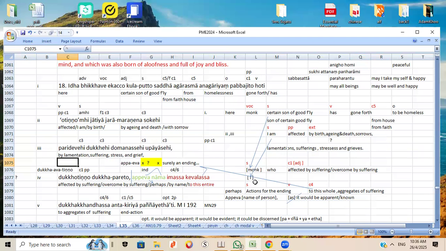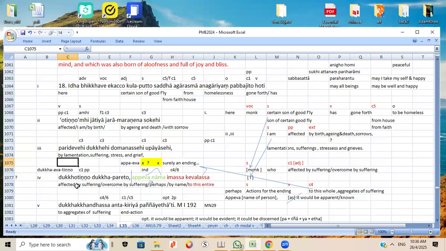So I can use "I" or I can use "the monk", who is affected. In this case, the subject does not have to be mentioned because it's already mentioned. So bracket one, no need to mention. The monk and the "I" are the same person.